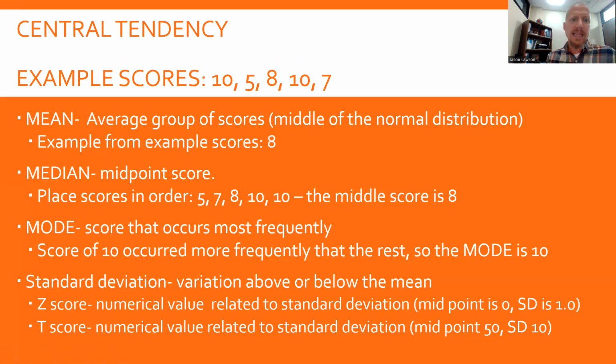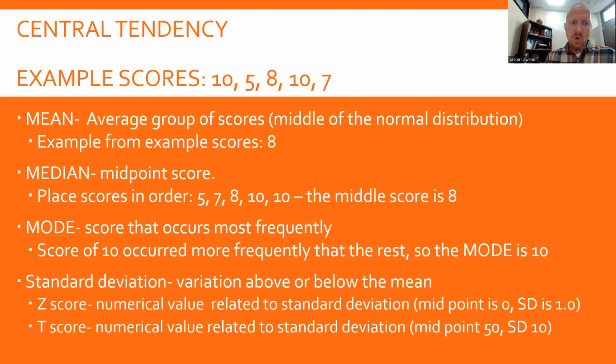So the mean is going to be the average of the group of scores. And so when we place it on that normal distribution, for our example here, we would take 10 plus 5 plus 8 plus 10 plus 7. So that'd be 40. And then we would divide that by 5, because there's 5 total numbers. And so our mean score, if these were our scores, would be 8. Okay.